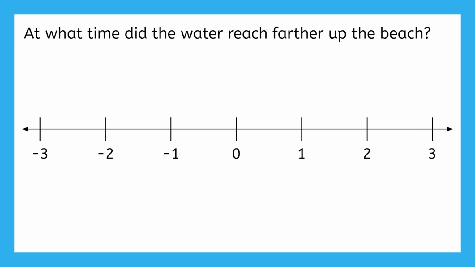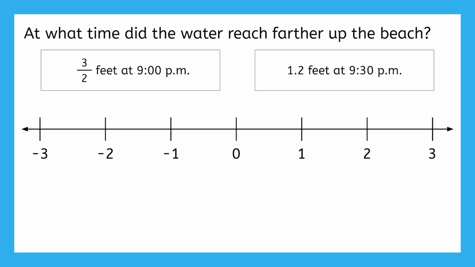But what if we have measurements written in different forms? In this next example, the water reached 3/2 feet at 9 p.m., and it reached 1.2 feet at 9:30 p.m. What would you do to be able to compare them? Exactly, you could convert 3/2 to a decimal. Pause the video and write an inequality to compare the two values.